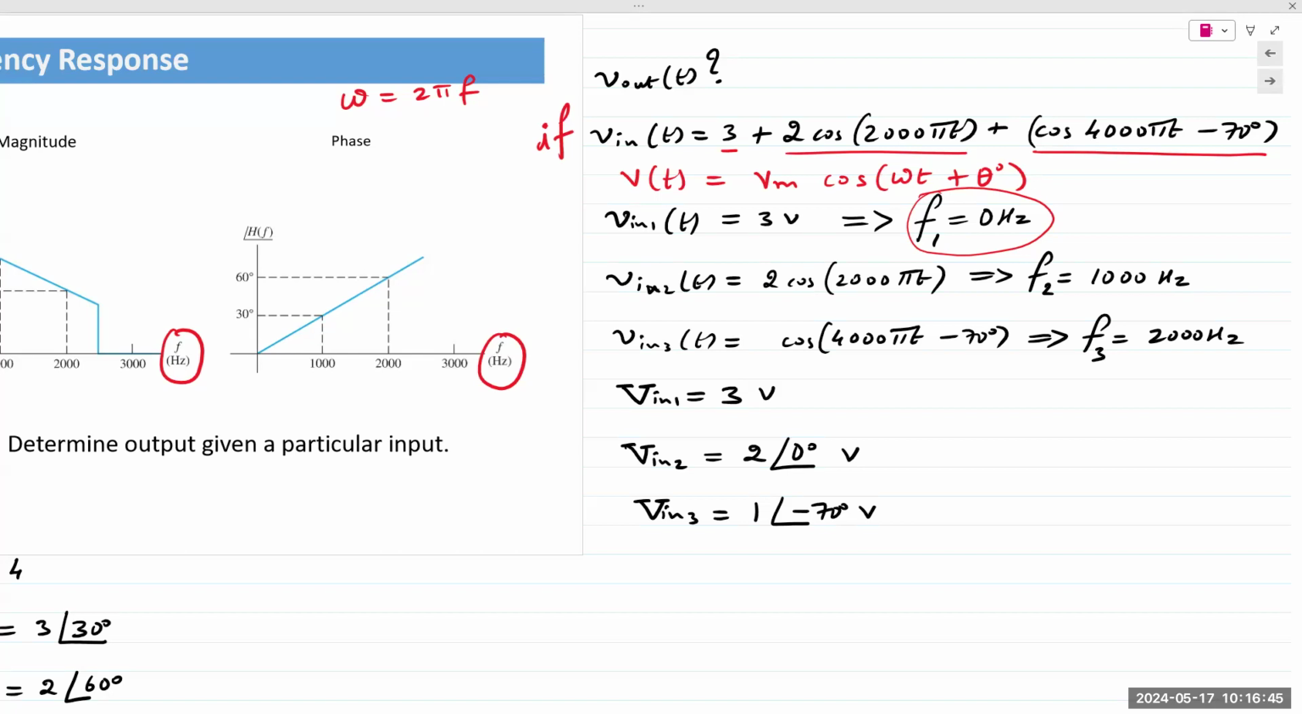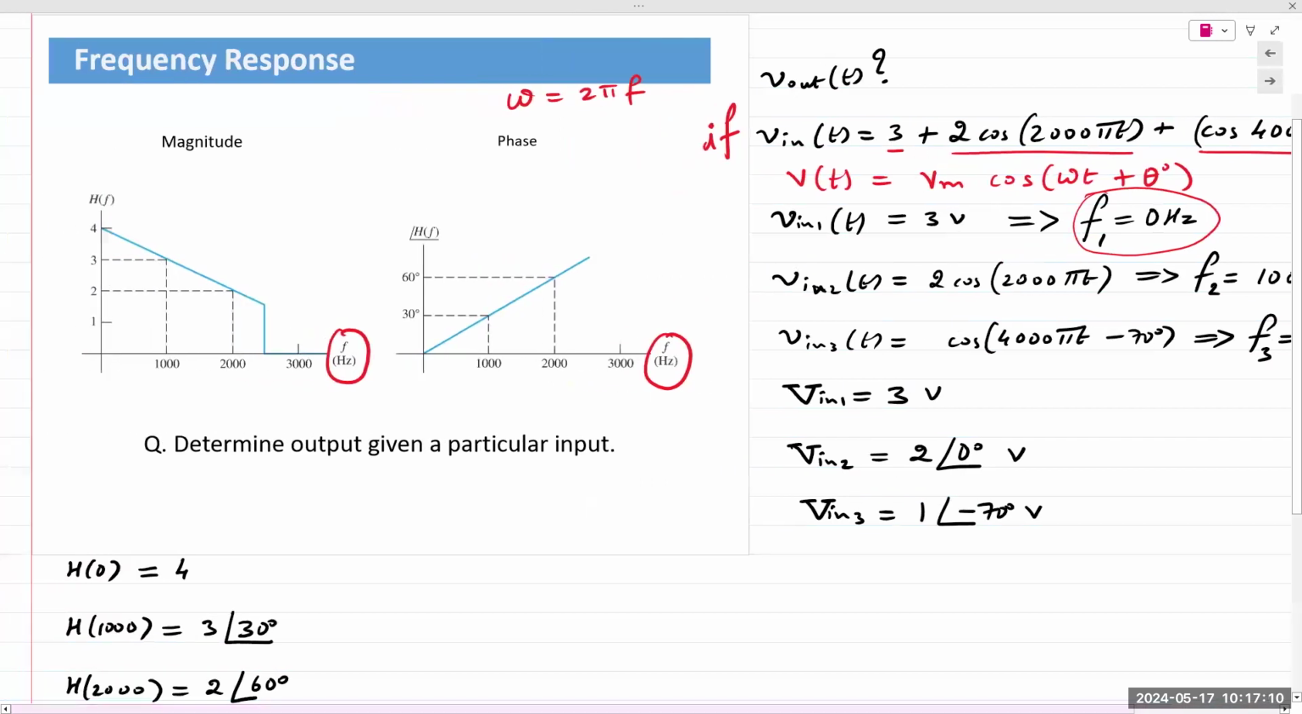Then we do the same for the second and the third component. So V in 2 and V in 3, we equate omega, and we find the value for f. So f2 is 1000, f3 is 2000. And that's all. Find frequency information f1, f2, and f3.